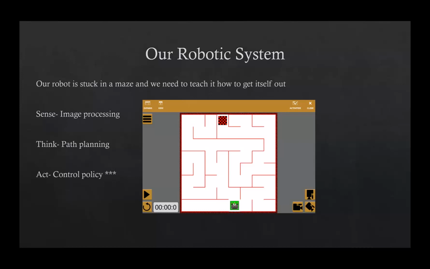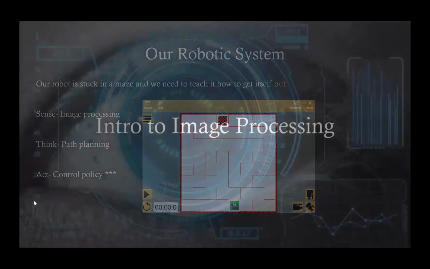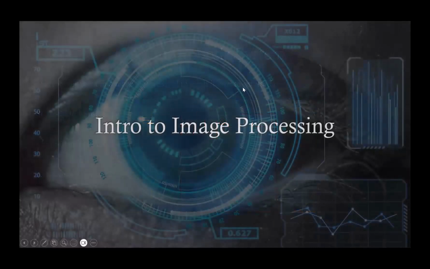And then finally, the act, which we won't go into deeply today, is how would we develop a control policy? So once we come up with a plan, how do we turn that plan into commands that our robot understands? So now that we've covered that, we have a base plan for how we're going to approach the problem of getting our robot out of the maze.